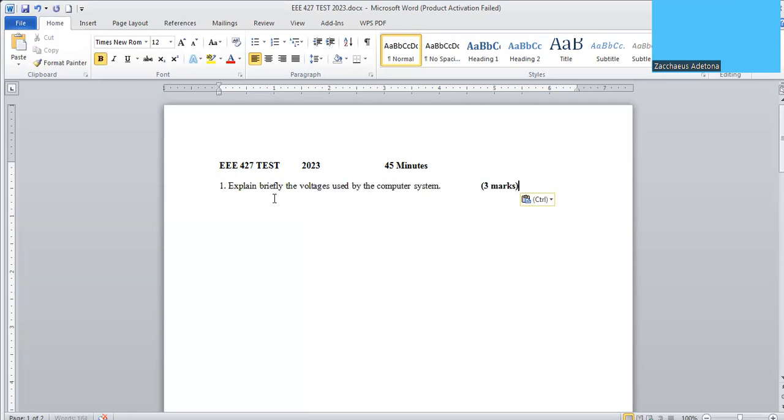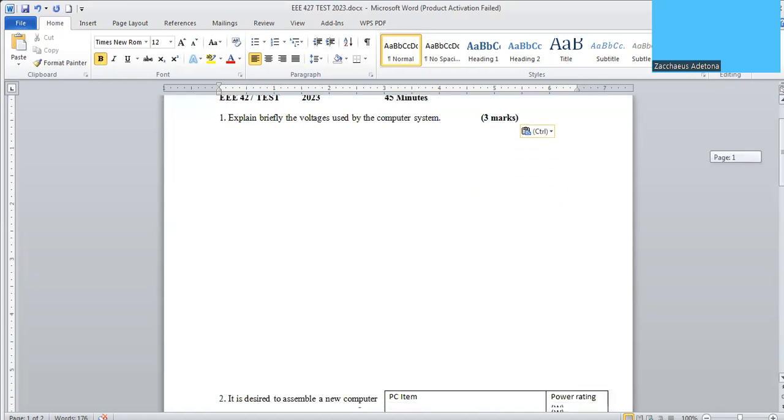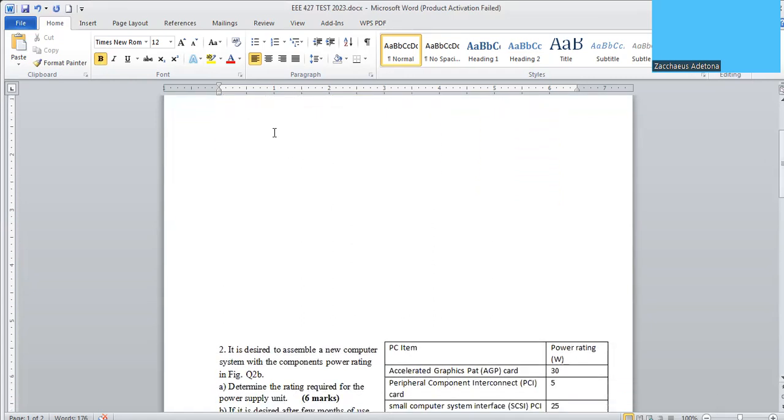We have the first question here. Voltages used by the computer system. We want you to explain that. Remember, this is a question taken from a discussion on power supply units. So we want to look into that. Just three points out of the 20 points that we have here. So apart from that, we have another question here.